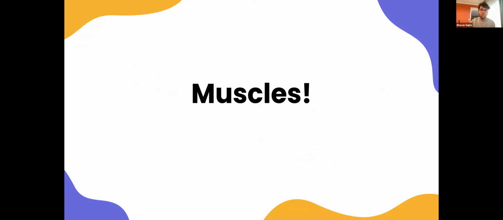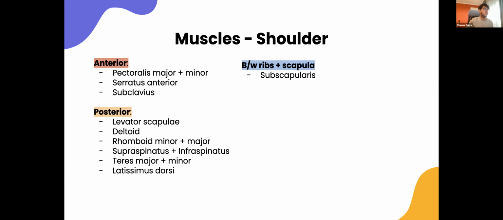What is important though is the innervation of our muscles, the compartment, and so the action of the muscles as well, and any important clinical features. So the good thing about the upper limb is that the muscles in the arm and the forearm are really easy to learn in terms of compartmentalizing them. But the shoulder is a bit less like that. So let's have a look at the shoulder.